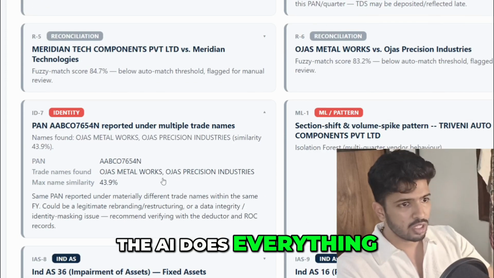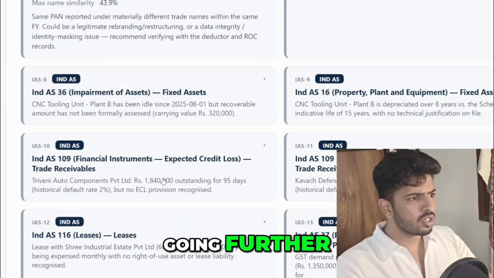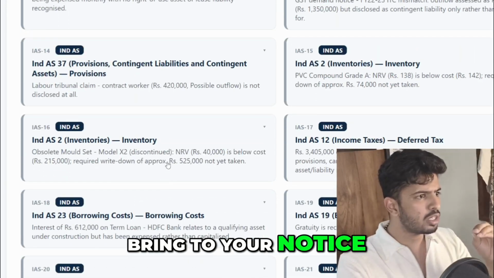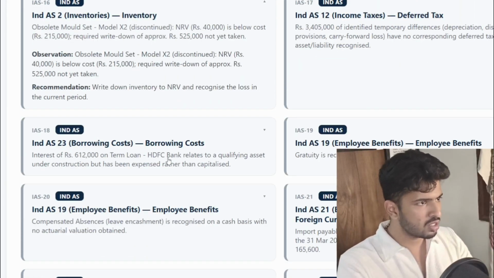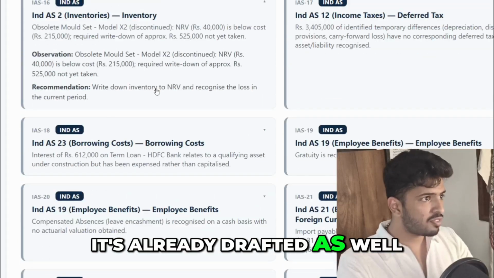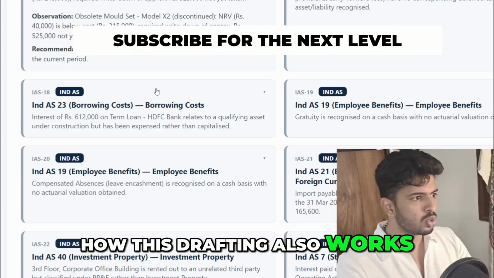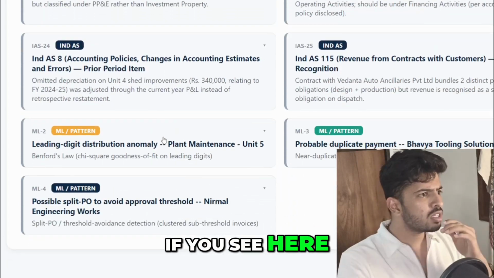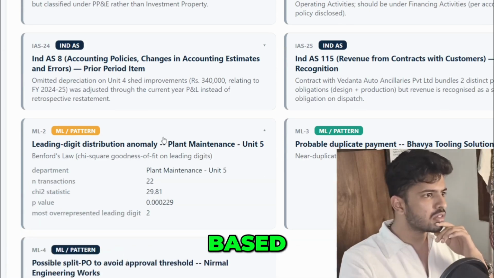The AI does everything. Now, going further, what I would like to bring to your notice is there are IND-AS points here. See, it's already drafted as well. I'll tell you how this drafting works. In the end, if you see here, there's one ML pattern-based point.